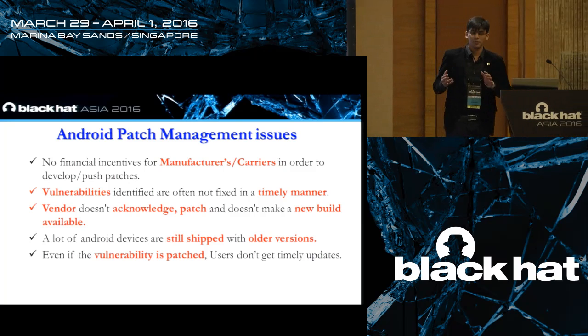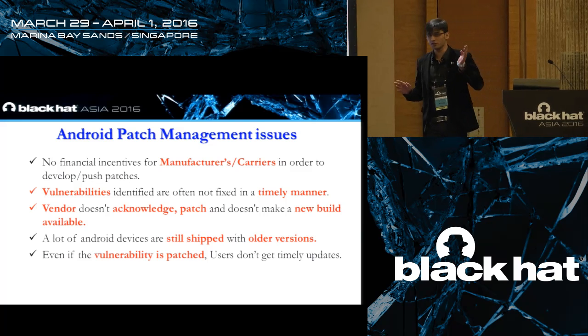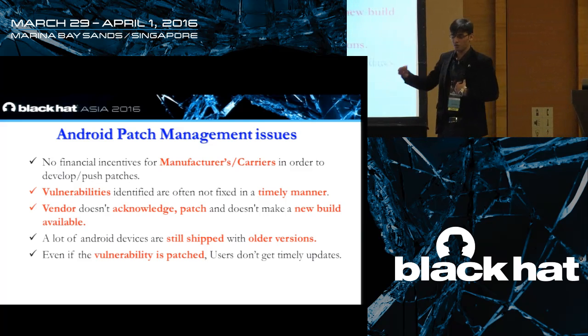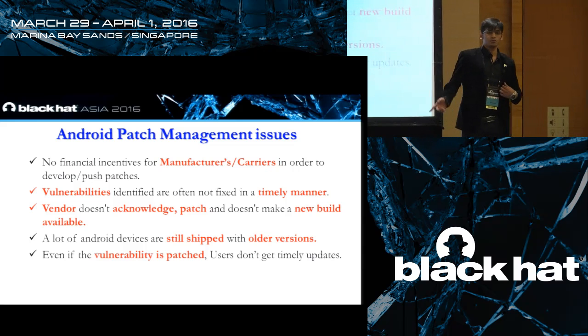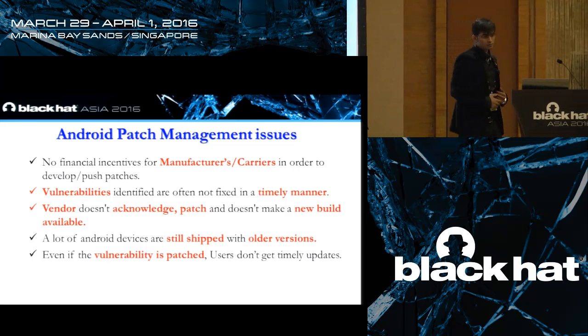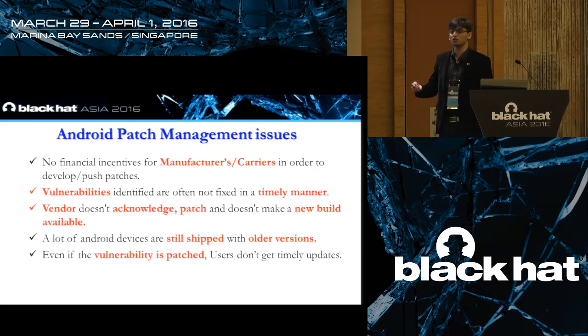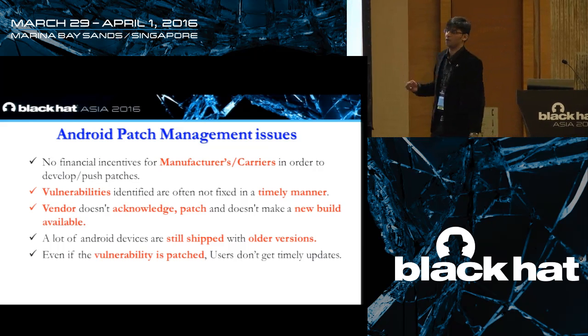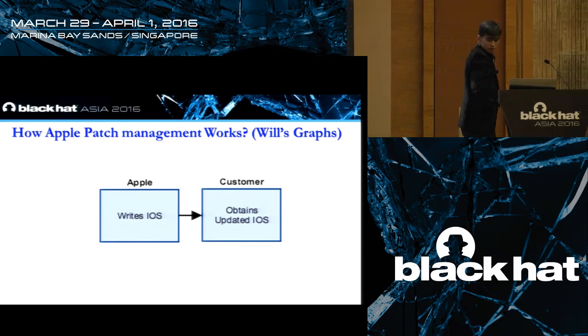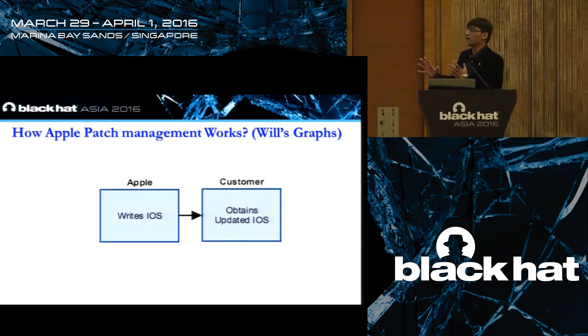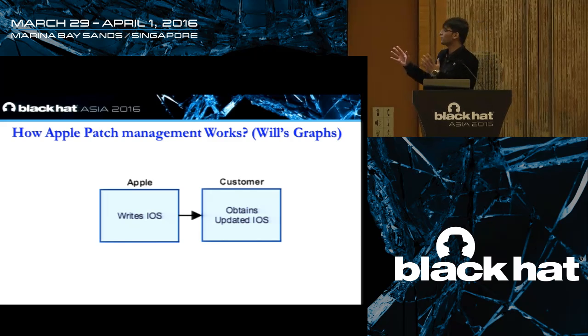And a lot of devices, mostly in Asia, are still shipped with older Android versions. And the last point is very important. Even if the vulnerability is patched, users don't get timely updates. And what is the reason for it? So let's take a look at the supply chain to understand this. This is from Will's graph.